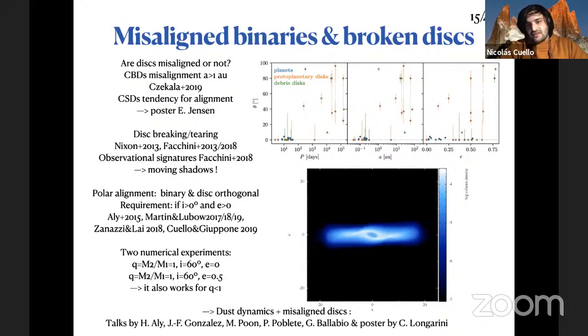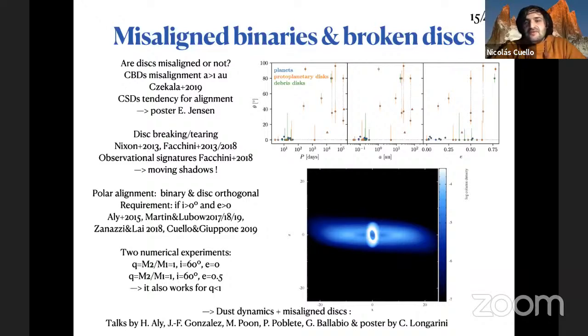Here I'm running a quick hydrodynamical experiment where you put an inner binary misaligned by 60 degrees with respect to the circumbinary disk. You let this evolve, and you see that after a few hundred orbits, the disk is broken, and the inner disk, highly misaligned, starts to precess inside the cavity. This has very interesting observational consequences, because you can have moving shadows, since the moving inner disk is blocking the light.